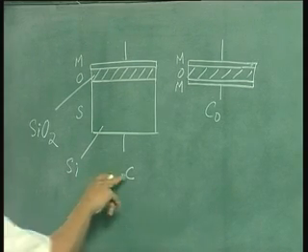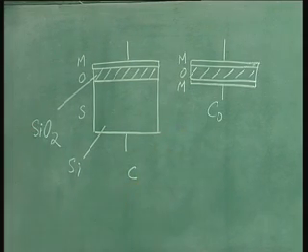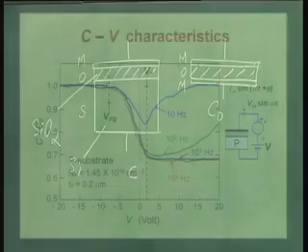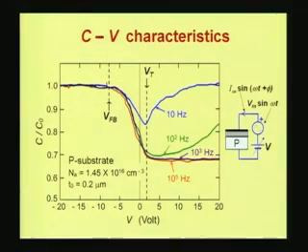So C normalized with respect to C0. So what this curve in the slide shows is that the maximum value of the capacitance of the MOS structure is equal to C0.